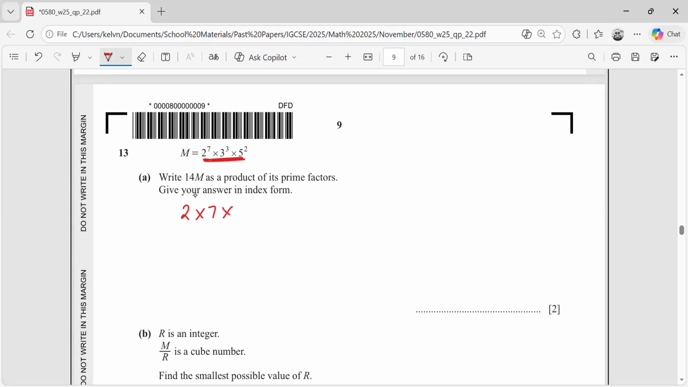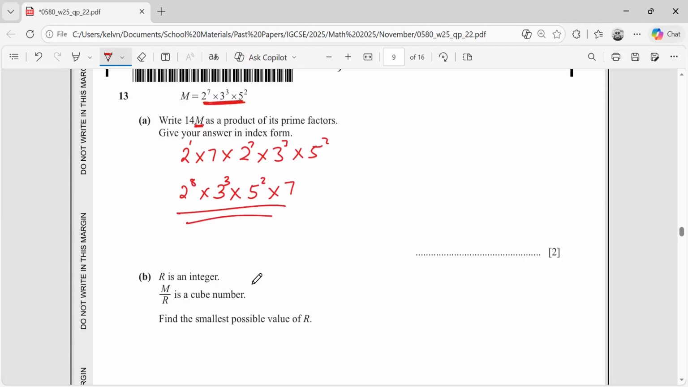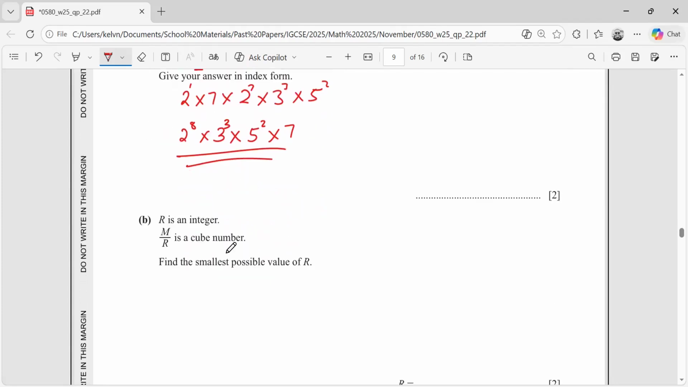And therefore, times the other values for m, this is 2 power 7 times 3 power 3 times 5 power 2. Then we can gather those with similar bases together. So this is 2 power 1, and then we have power 7. If you know the rules of indices, if they have a similar base, we can just add the indices. That will be 2 power 8. I'm going to write the prime numbers in ascending order. So 2 power 8 times 3 power 3 times 5 power 2 times 7 power 1, which is 7. And that will be your answer. Okay, amazing. So let's go on to number 13b.